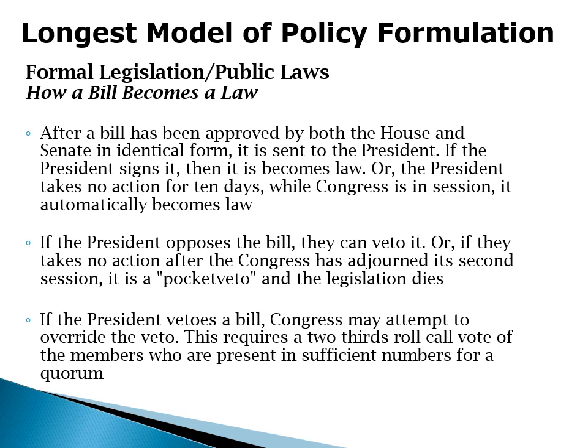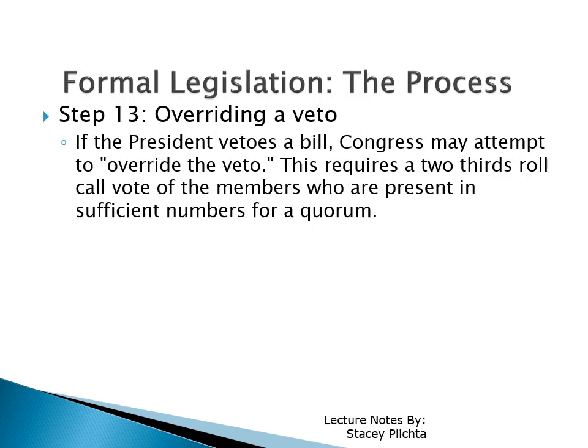If the president vetoes a bill, Congress can attempt to override the veto. This requires a 2/3 roll call vote from members and takes a quorum to do it. It's not that easy to override a presidential veto. Again, a veto is the way we can override a law. Doesn't always happen.